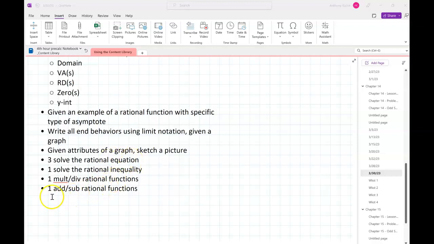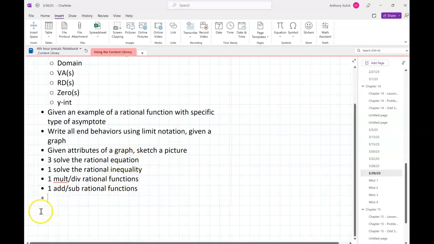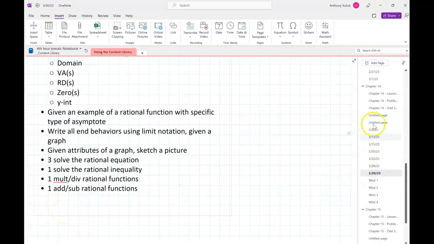Okay. Do you guys have any specific questions from the homework or whatever? Cheyenne? Number 39 from the problem set? Sure.